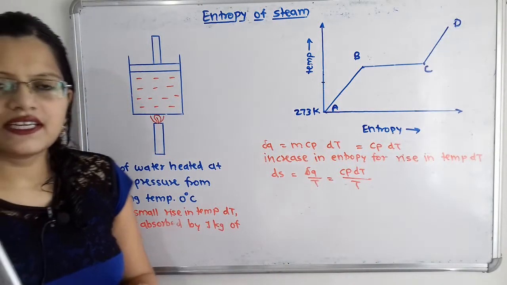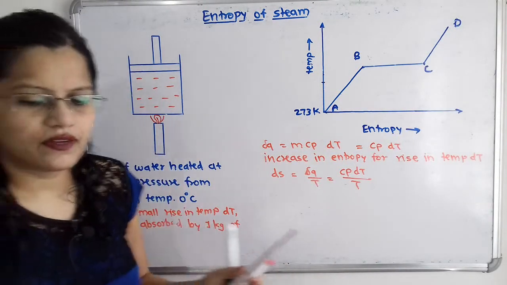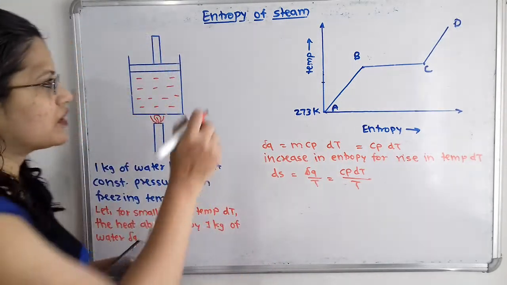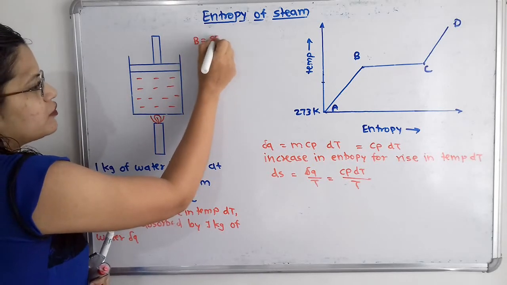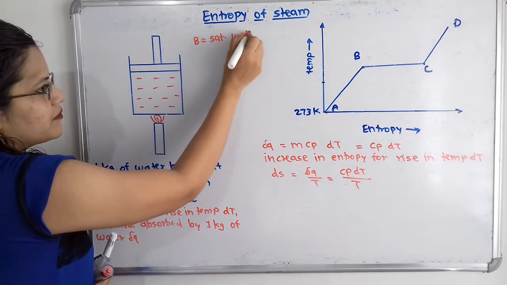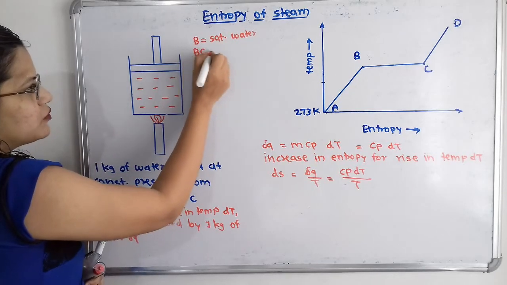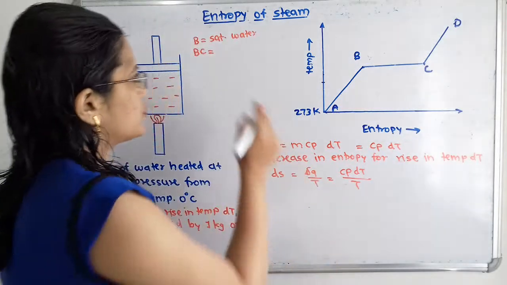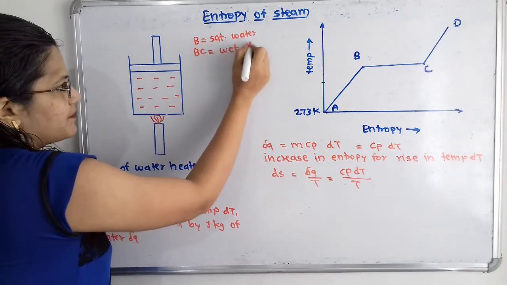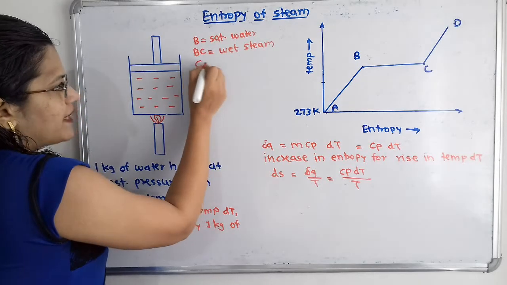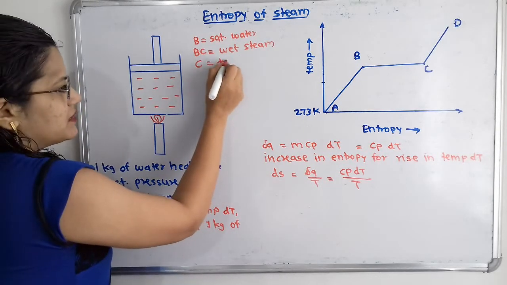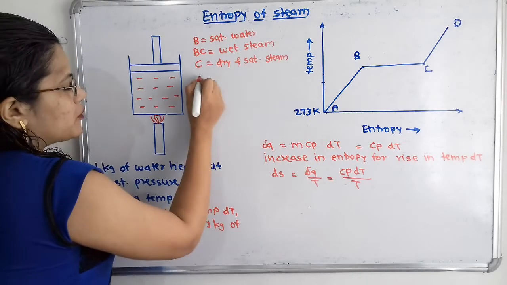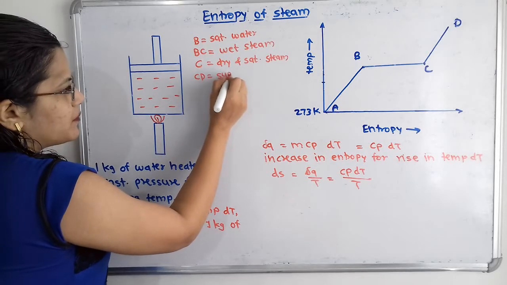Now we will define each and every point of this graph. So what is the point B? So at this point B, there is the saturated water condition. So we will show here as a saturated water. Then process BC. So in process BC, there is the mixture of water as well as water vapor. So there is the wet steam. Then point C. So at this point C, there is dry and saturated steam. And process CD, there is the superheating process.